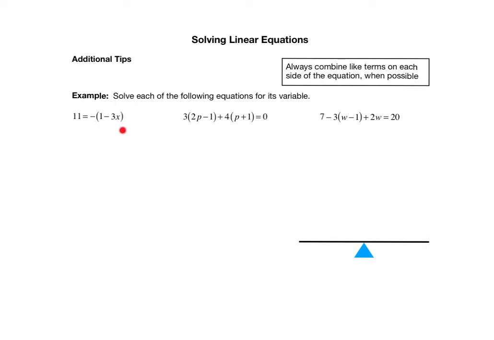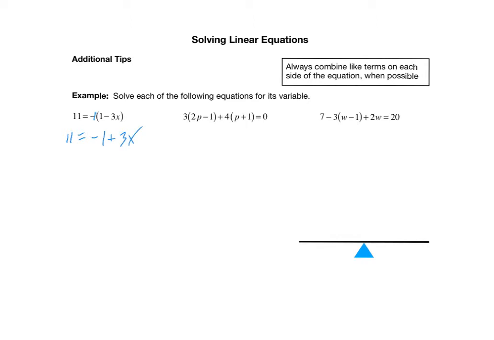In this first example, you can see on the right-hand side, we should distribute in a -1. Remember, when you take the opposite of an expression like this, that means you're multiplying in a -1. And we still have 11 on the left-hand side. -1 times 1 gives us a -1, and then you've got -1 times 3x is -3x, but you're subtracting that, so it's the same thing as plus 3x.